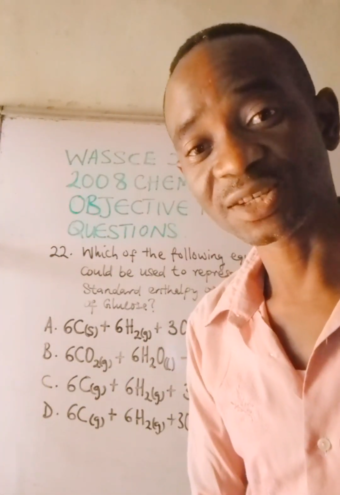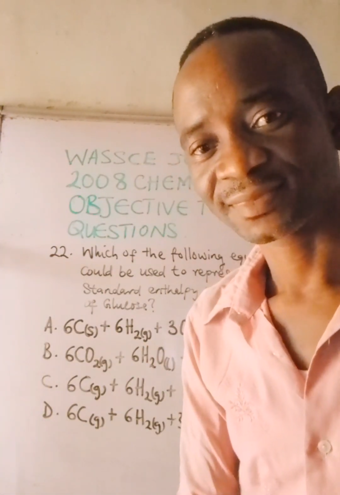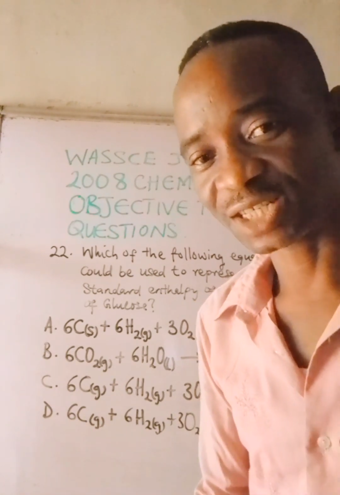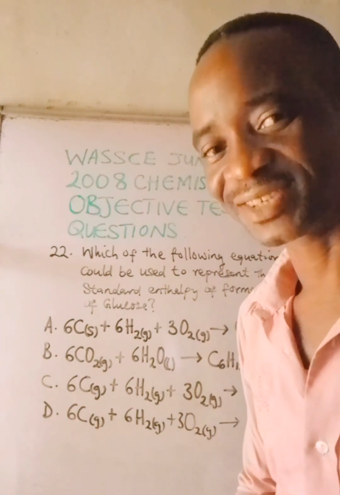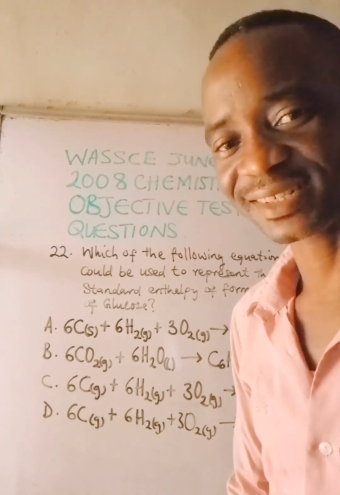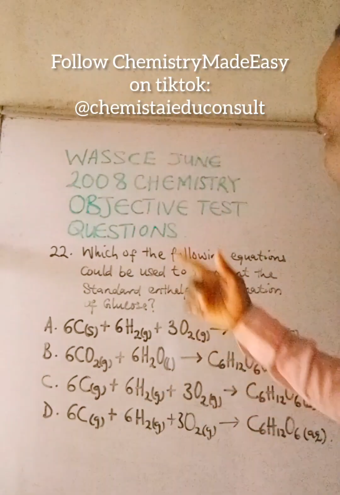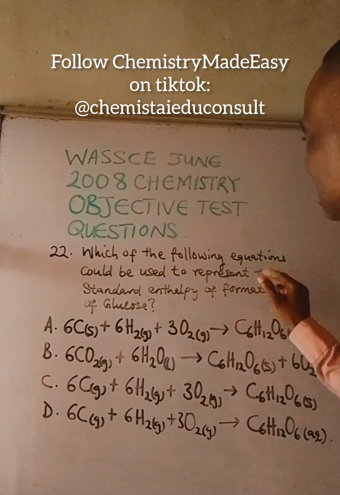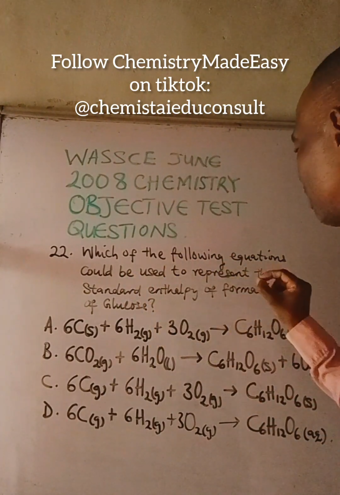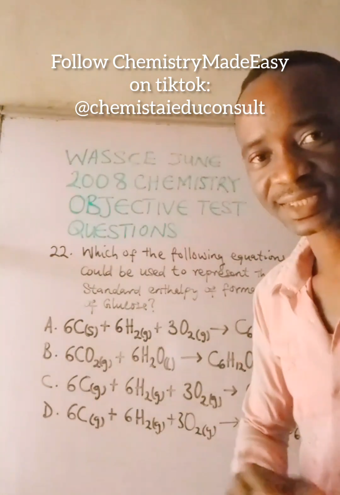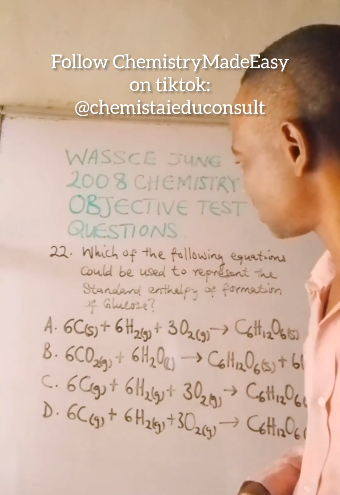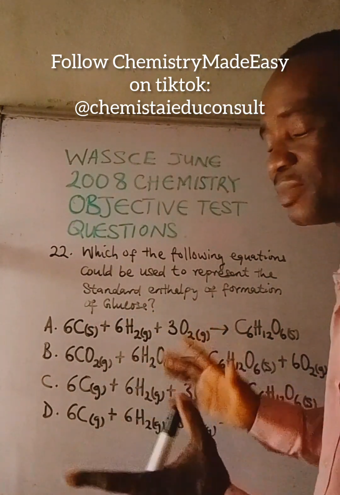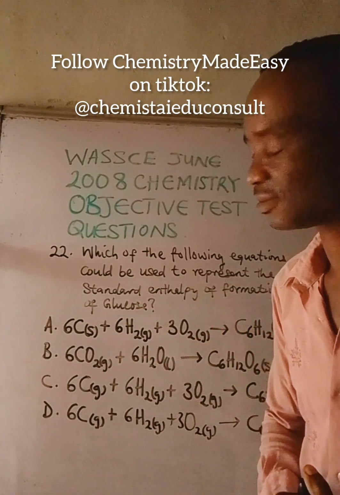This is number 22. Pay attention. This question is so controversial, but I'm going to teach you the tricks to unraveling the answer. Now, it says, which of the following equations could be used to represent the standard enthalpy of formation of glucose? Which of these equations can be used to represent it?